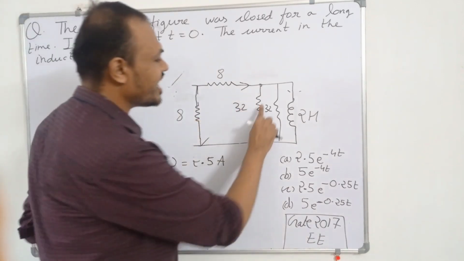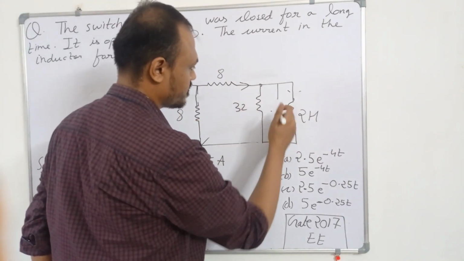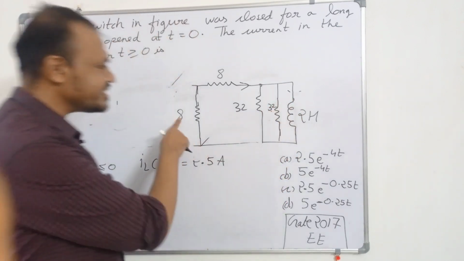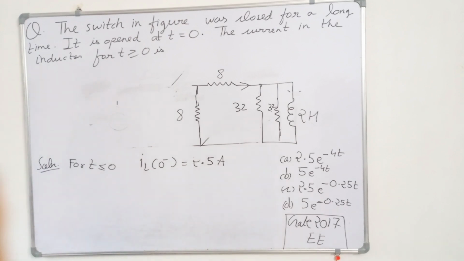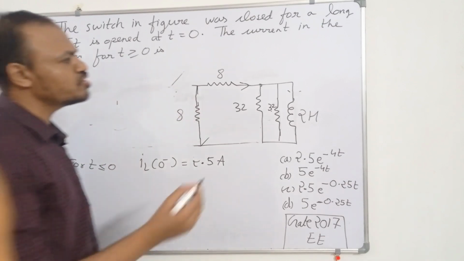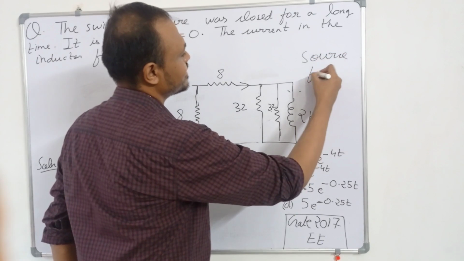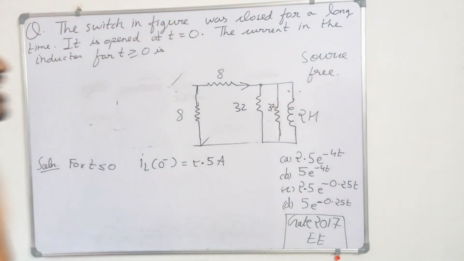Both these resistances are 32 ohm, and this is 8 ohm resistance, this is 8 ohm resistance. Now this becomes a source free circuit because there is no independent source in the circuit. So we will find the time constant of the circuit.